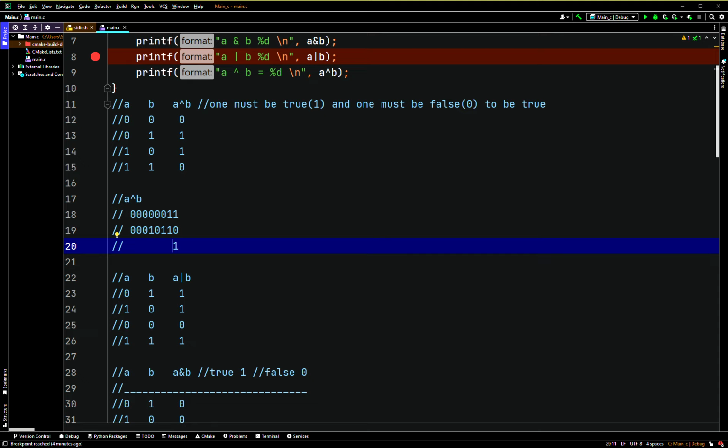So a true or a 1 and a true or a 1 is going to be a true or a 1. And a true or a 1 and a true or a 1 is going to be a false or a 0. So here, the next one is going to be a false or a 0 and a true or a 1, which is going to be a true or a 1. A false or a 0 and a false or a 0 is going to be a false or a 0. A false or a 0 and a 1 or a true is going to be a 1 or a true, according to our truth table here.